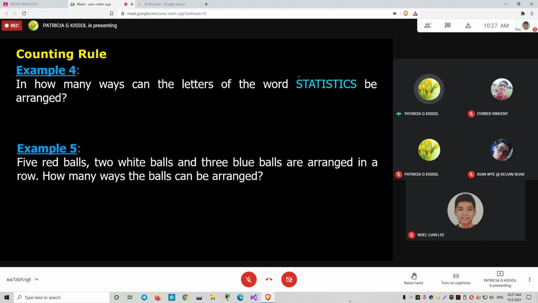Now we have 1, 2, 3, 4, 5, 6, 7, 8, 9, 10. 10 letters altogether. That means our N is 10. Okay, but if you look at the word statistics, some of the letters are the same. For example, the letter S, the letter T, the letter I, they are the same.